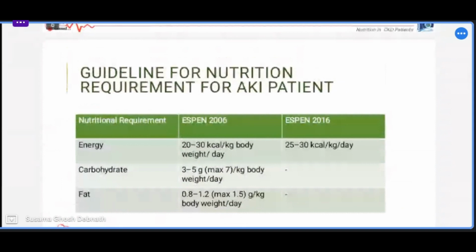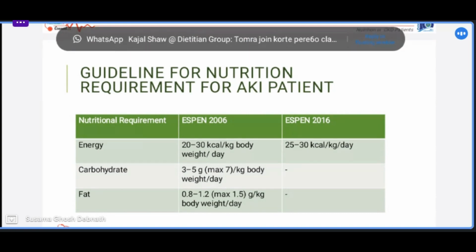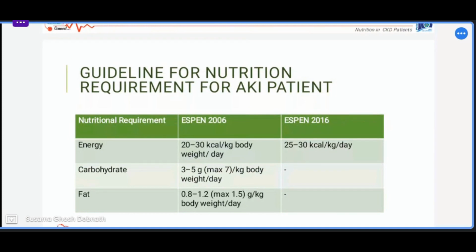Here you can see the guideline for the nutritional requirement for AKI patients. As per the ESPEN guideline 2016, it's 25 to 30 kilocalories per kg body weight per day. And protein we will keep down, like 0.8 gram per kg body weight per day. Carbohydrate and fat are as normal: carbohydrate 3.5 gram, maximum 7 gram per kg body weight per day, and fat 0.8 to 1.2.